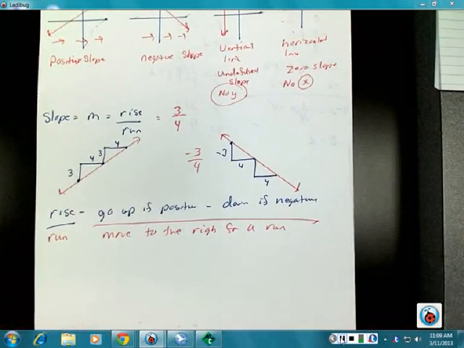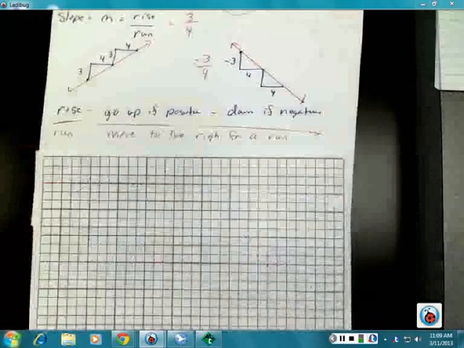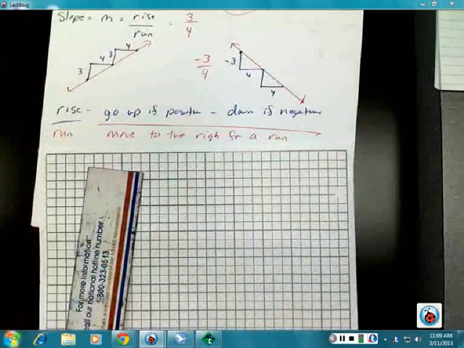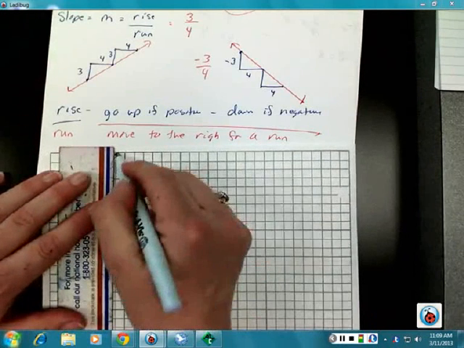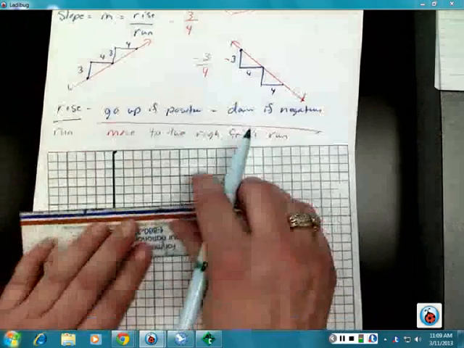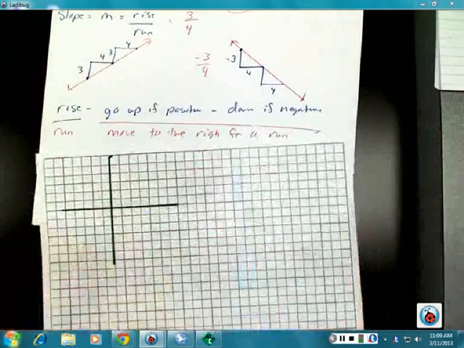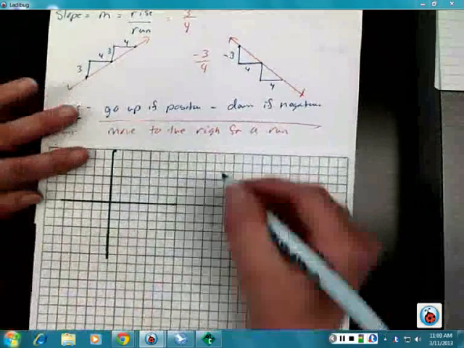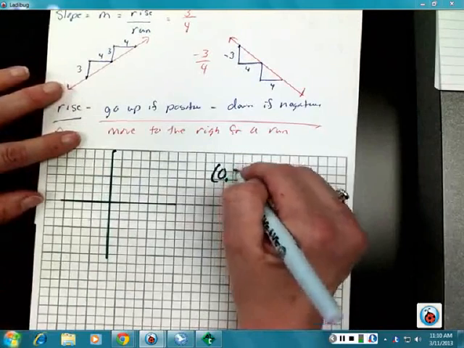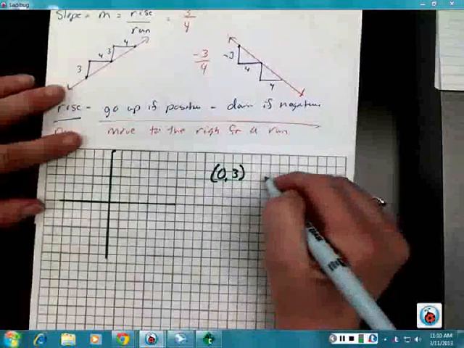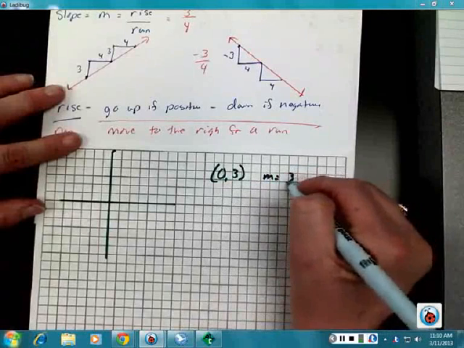So if you had a graph and you were working on it, if you had one point location on your graph, you can end up coming up with what your graph is going to look like just from that one single point. So let's say we have this graph and they give you the point of 0, 3, and they give you a slope of 3/4.